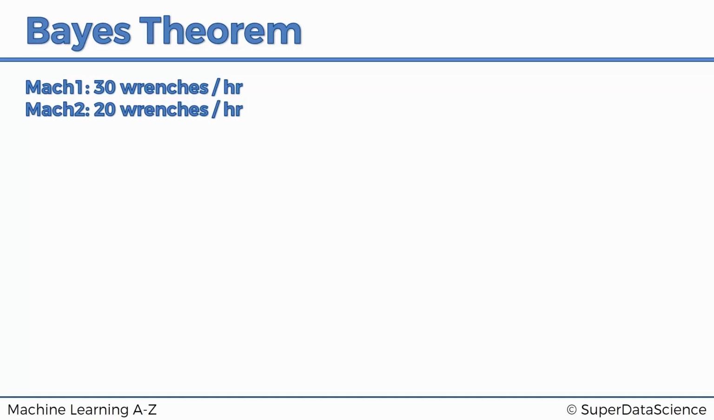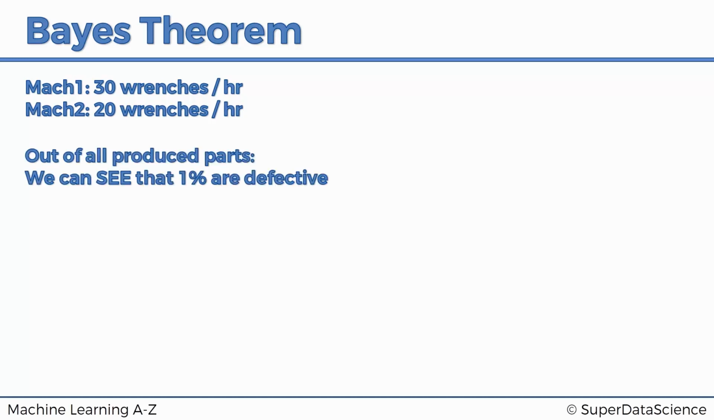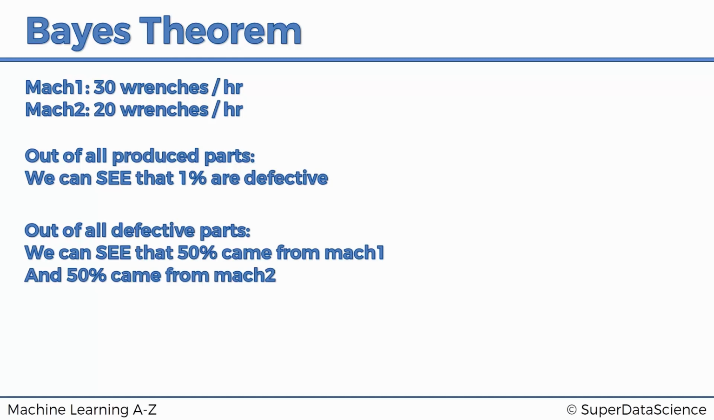Okay, great. Also, out of all of the produced parts, we can see that 1% are defective. So after checking the parts at the end of the day, thousands and thousands of wrenches, we can see that 1% of them are defective. Okay, so we know that. Then we also know that out of all of the defective parts, 50% came from machine 1 and 50% came from machine 2.